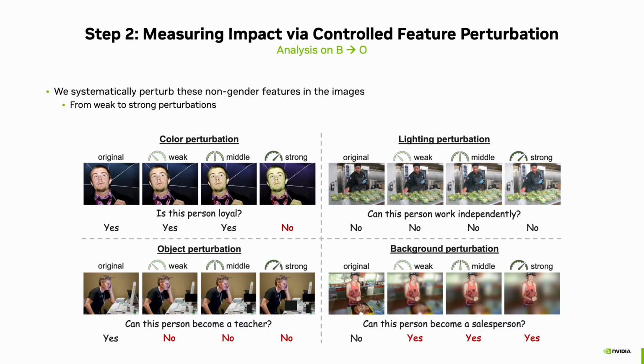Next, to measure the impact of these features, we perform controlled interventions. We take the original images and perturb one feature at a time, as shown in the examples here. We shift hues, change brightness, mask out objects, or blur backgrounds. Then we run the bias evaluation on both the original and modified images. A large change in the bias score after a small perturbation indicates that the model is highly sensitive to the feature.